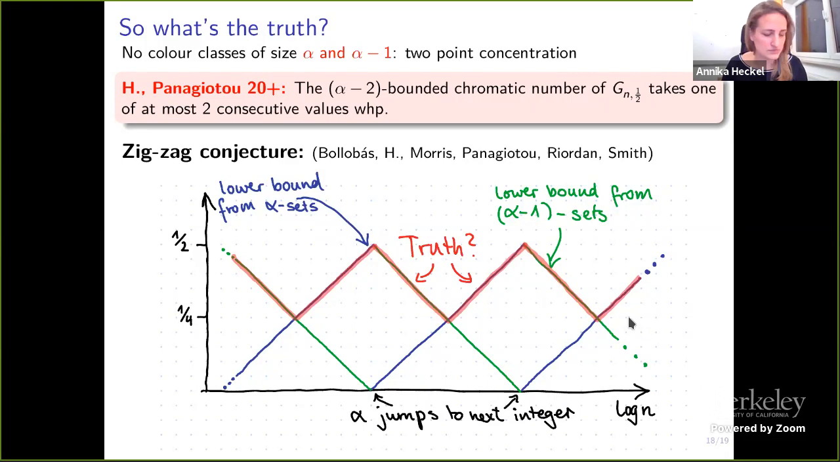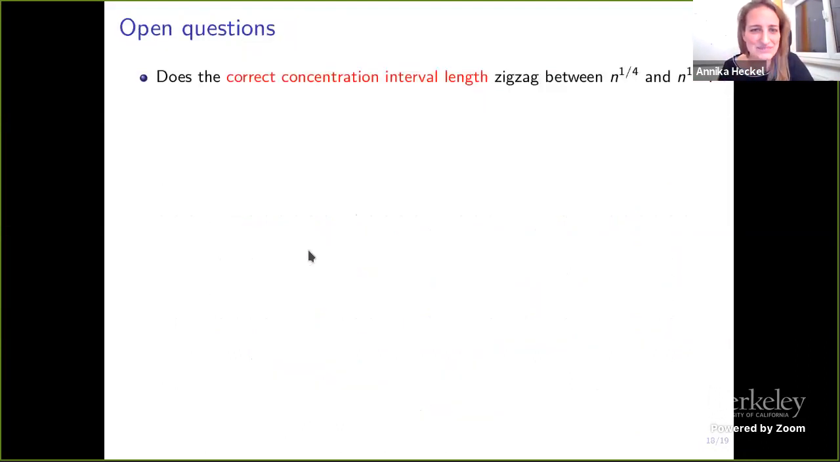Right. Yeah, so let me finish with some open questions. So the big open question, of course, is can you verify this conjecture? I phrased it more carefully here. Is it the case that the correct concentration interval length zigzags between n to the 1/4 and n to the 1/2? Or if not, what does it do?